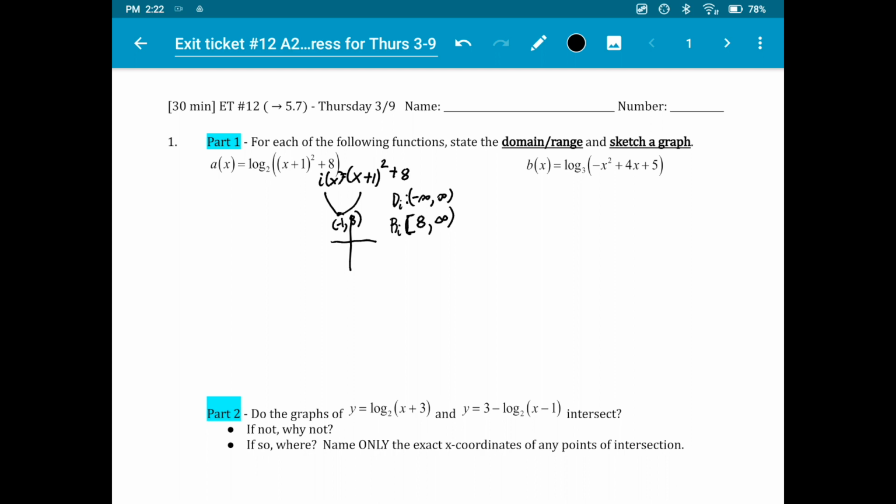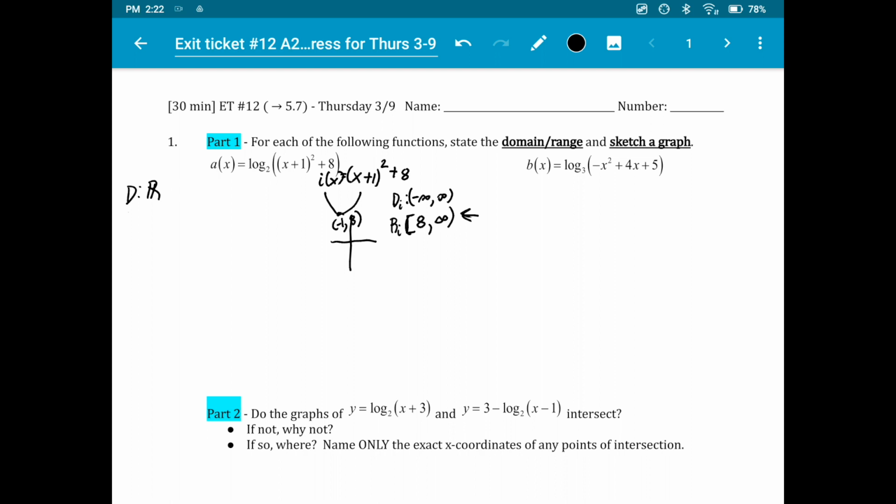So now, if we're looking at the log function, log base 2 of something, well, that's defined whenever that something on the inside of the log base 2 is greater than 0. But our range of the x plus 1 squared plus 8, the inside function, is always greater than 0. So our domain for the function is all real numbers because no matter what x value I plug in, I get something in the range from positive 8 to infinity. So our domain is all real numbers.